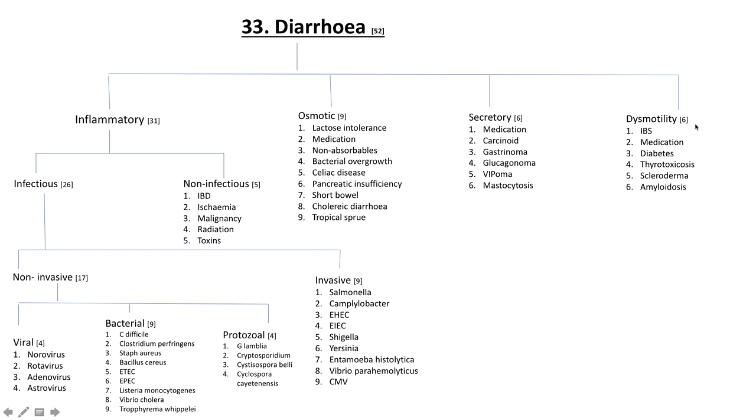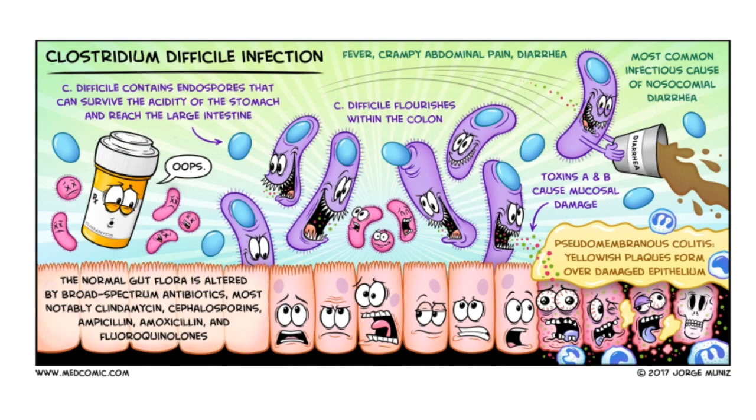So it's a whopping 6 causes associated with motility, 6 with secretory, 9 with osmotic, 31 with inflammatory, divided into infectious, non-infectious, invasive, non-invasive, and so forth. That gives us a whopping 52 etiologies, or possible etiologies, for diarrhea. That's crazy.